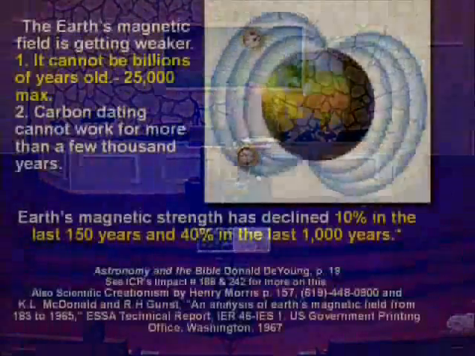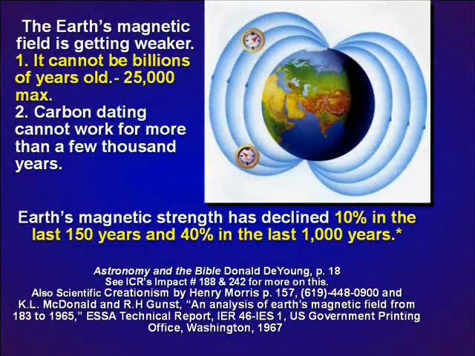So we don't know. Now the magnetic field, which Dan pointed out, is drastically declining, 10% in the last 150 years, and it's estimated that it's been 40% in the last 1,000 years. This is a big deal because Earth cannot sustain life if the magnetic field is too strong. So this actually limits the age of the Earth to at most 25,000 years by some estimates. Some are even higher and some are lower, but they're around that age.